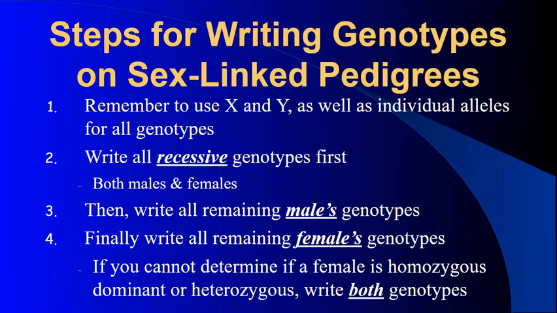So then what remains are dominant female genotypes. And so we finish off the pedigree by filling in those genotypes. And again, if we can't determine if a female is homozygous dominant or heterozygous, we write both genotypes.